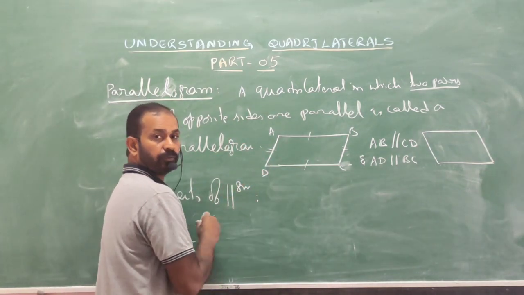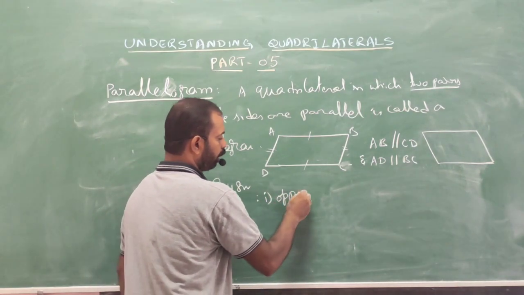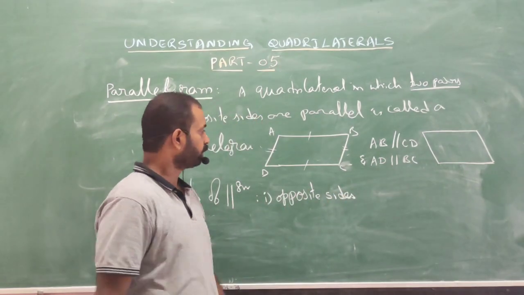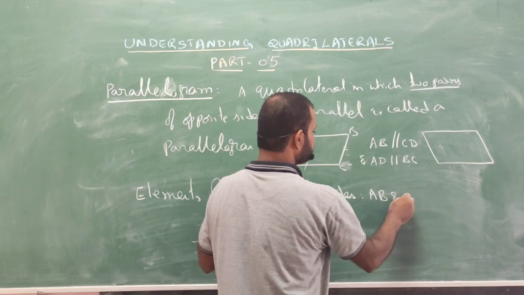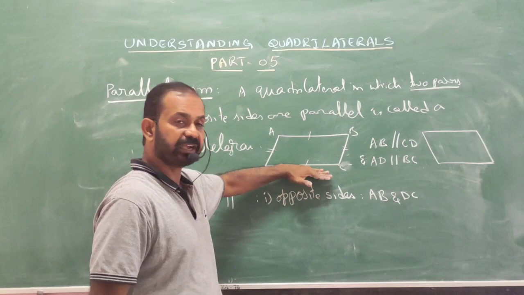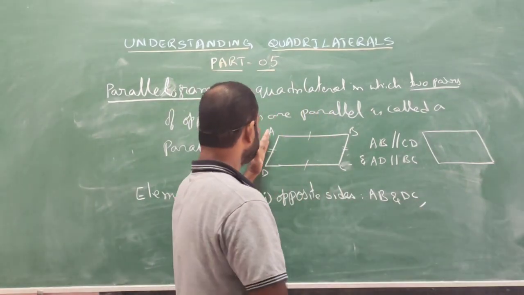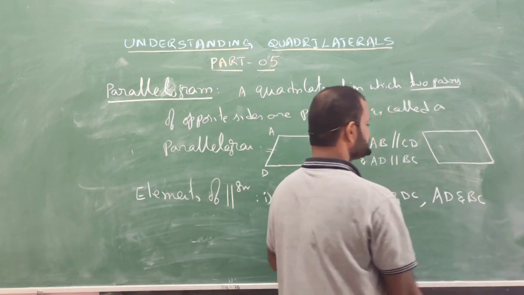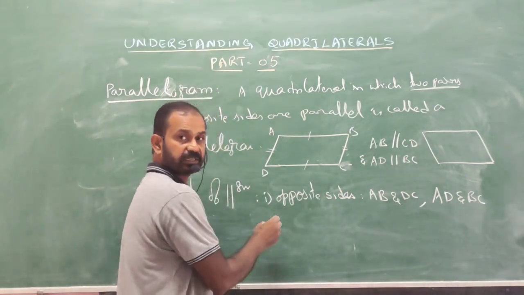Now first one: opposite sides. What are opposite sides in this? AB and DC. These are the opposite sides, am I right? AB and DC is one pair. AD and BC is the other pair. These are opposite sides.